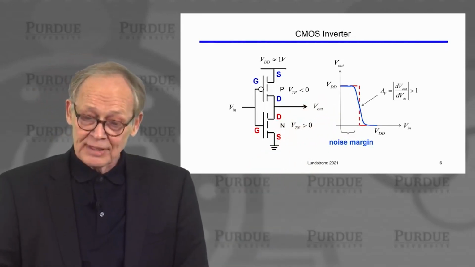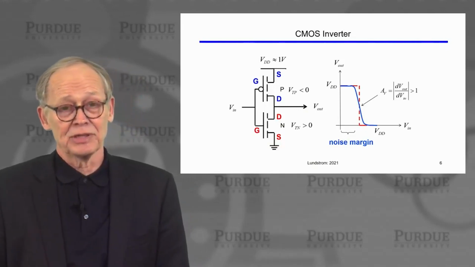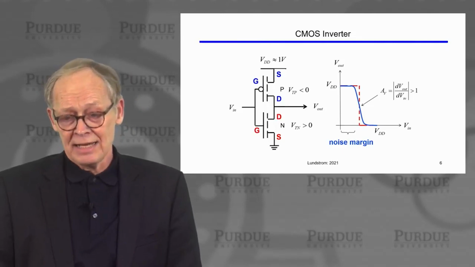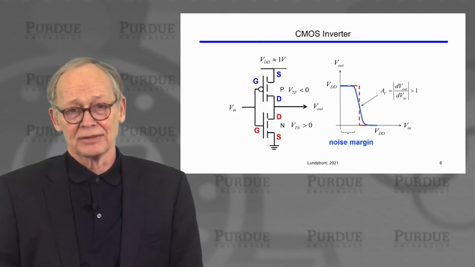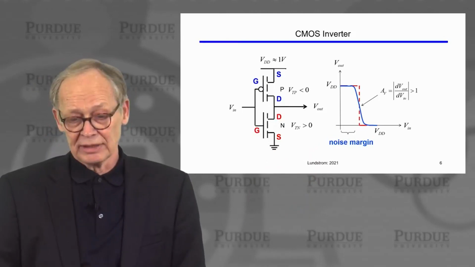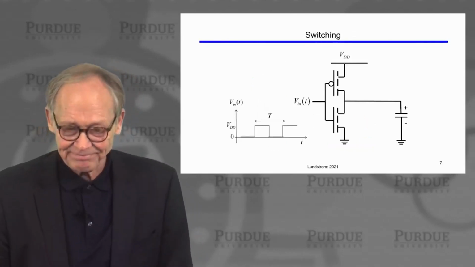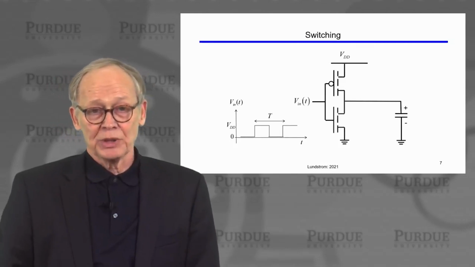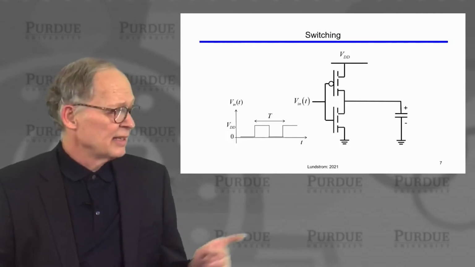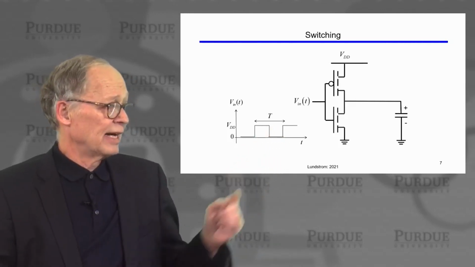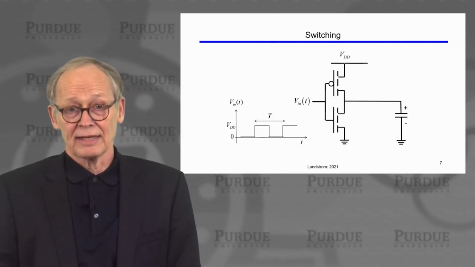The slope of the output voltage in that regime is the voltage gain, if we were to be using this device as an analog circuit. But you can see that we have to have a slope that's at least greater than 1 in magnitude, preferably much greater than 1, in order to have these important noise margins. We also talked about how we switch. If we have a clock, if we have an input signal that is switching between a low value and a high value, then we can switch the output voltage between a low value and a high value.